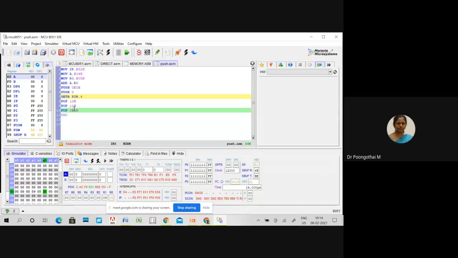Whatever data is available at 54 is popped into R0. And next, 53 is popped into R1. And 52 holds 09, so that is popped into the accumulator. Is that clear? Yes, ma'am. Okay.